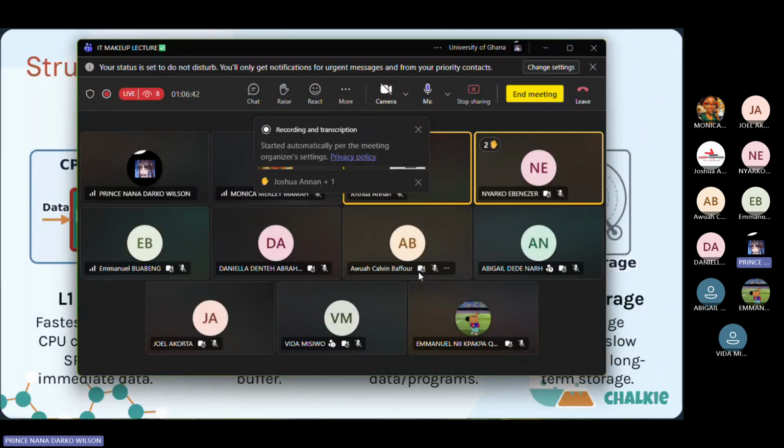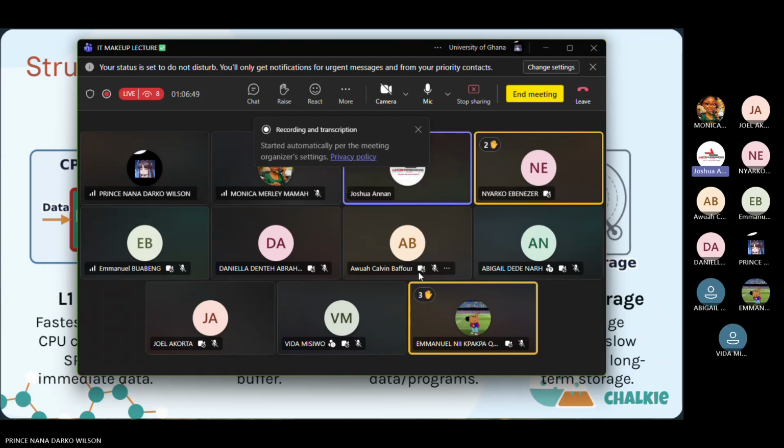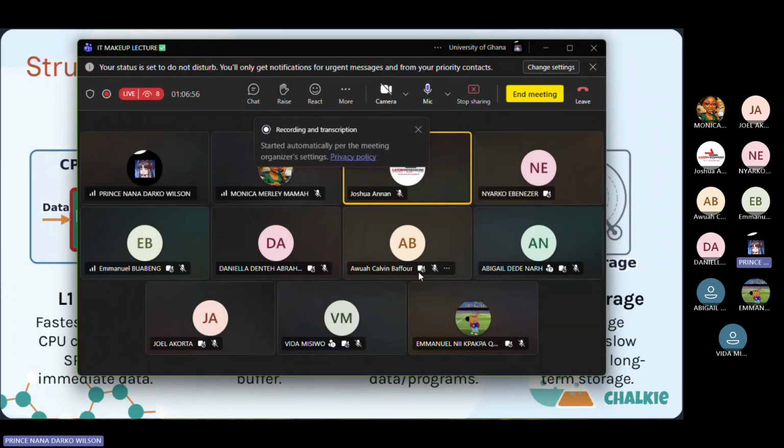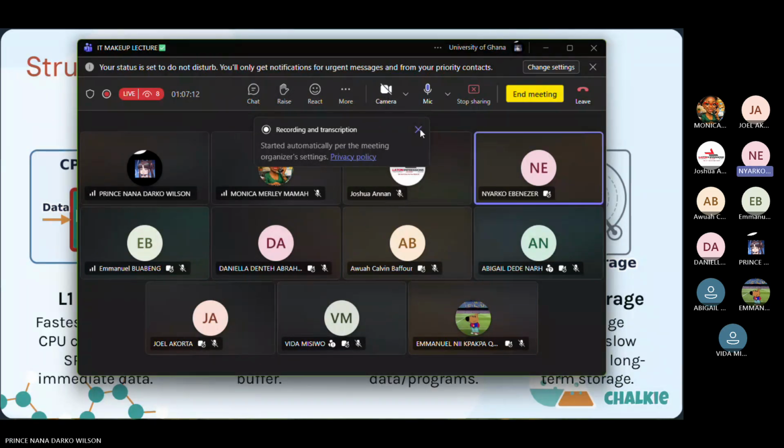Yes, Mr. Joshua, a RAM buffer. What is it? Okay, so it keeps data temporarily whilst it is transferred. Excellent. Mr. Venix, what do you think it is, or do you agree with what he's saying? Yeah, I agree. What about you, Mr. Nyaku? Do you also agree? Are you sure? The same thing? Right, so that is correct.